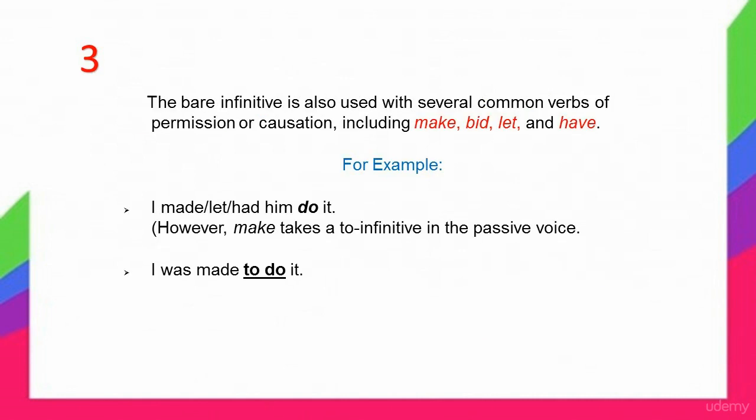3. The bare infinitive is also used with several common verbs of permission or causation, including make, let, and have. For example, I made him do it, I let him do it, I had him do it. However, make takes a to infinitive in the passive voice. I was made to do it.